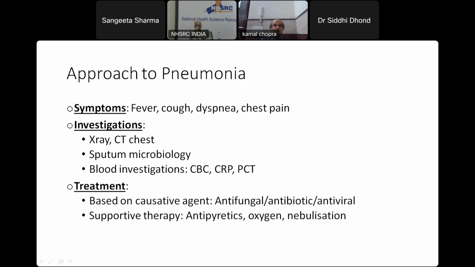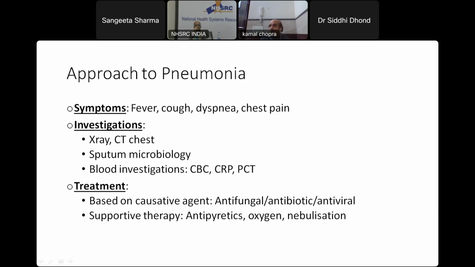Blood investigations, CBC, CRP. CBC tells us whether it is an acute or chronic type of infection, and how severe it is based on the increase in total blood count. CRP also shows the severity of the infection. Treatment will depend on the causative organism. We have to identify the cause of pneumonia in every case. However, in severe conditions, we may start some empirical treatment. If the patient is highly febrile, breathless, with severe chest pain, empirical antibiotics can be started, but we should try to ascertain the cause. We must rule out tuberculosis in any case.